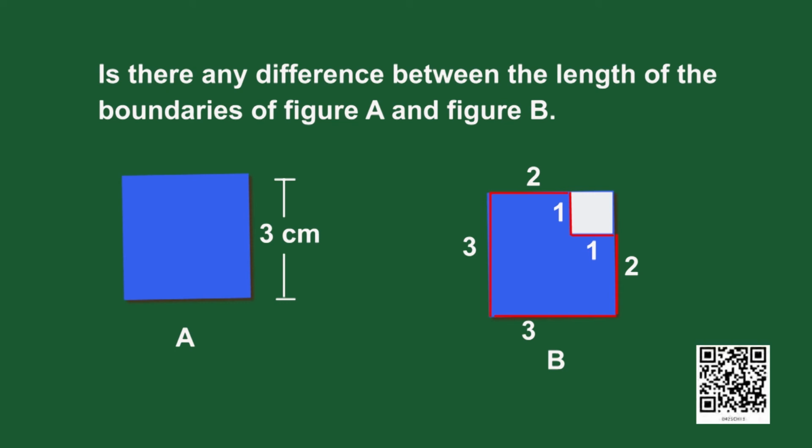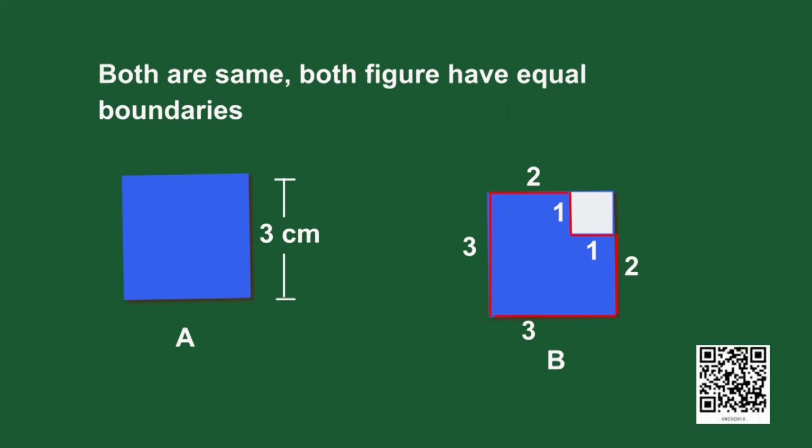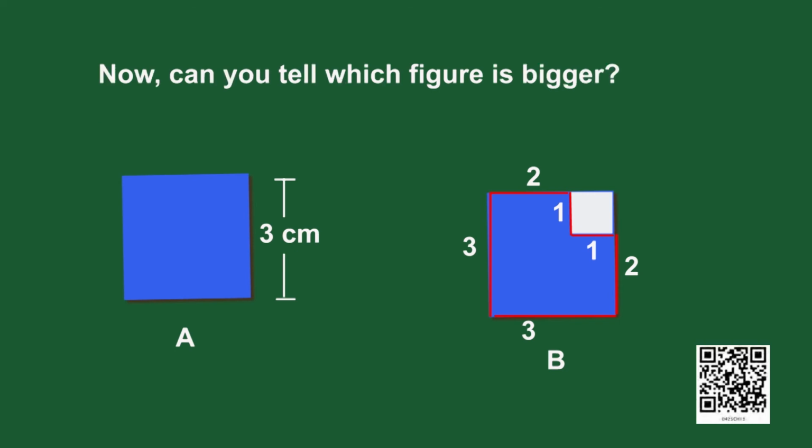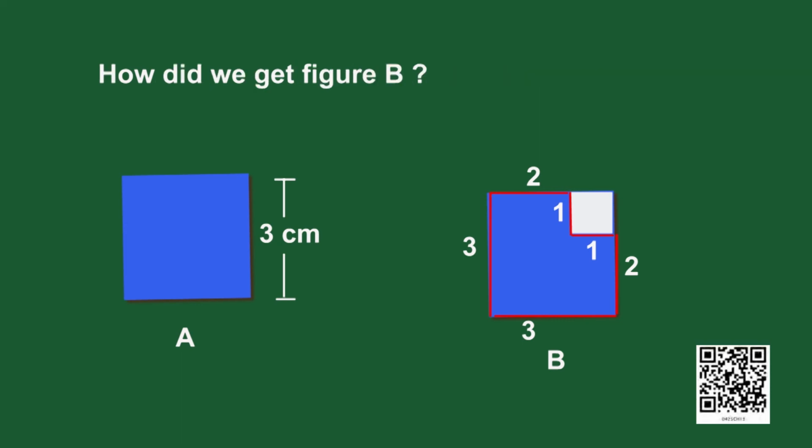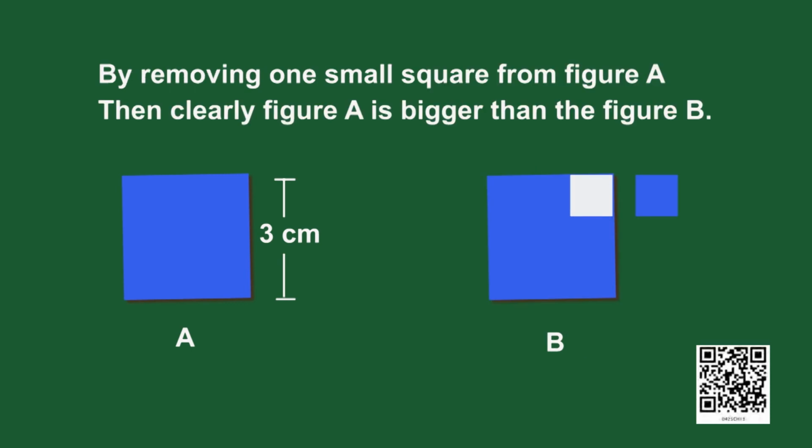Is there any difference between the lengths of the boundaries of figure A and figure B? Both are the same. Both figures have equal boundaries. Now can you tell which figure is bigger? How did we get figure B? By removing one small square from figure A. Then clearly figure A is bigger than figure B.